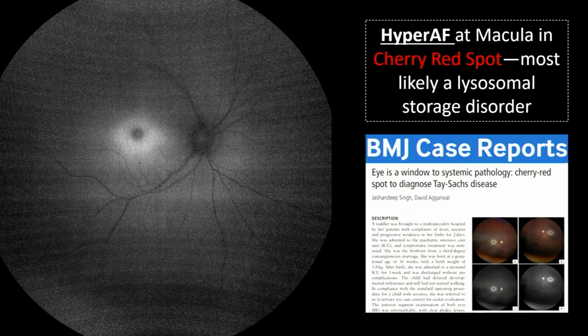This case we published in BMJ Case Reports and presented at the European Vitreoretinal Society. And as we all know, in Tay-Sachs disease, the life expectancy is 5 to 6 years only.